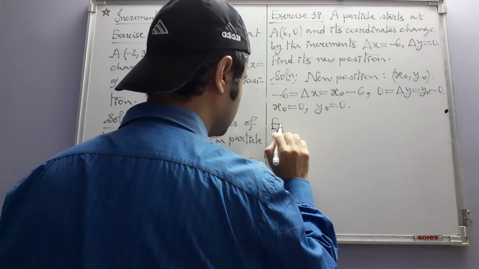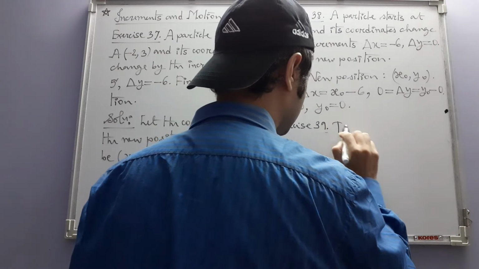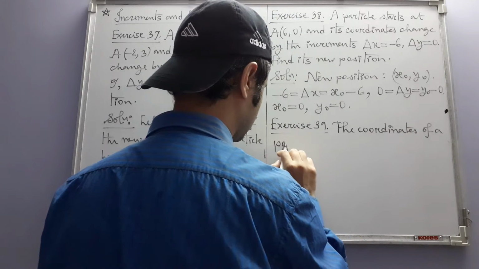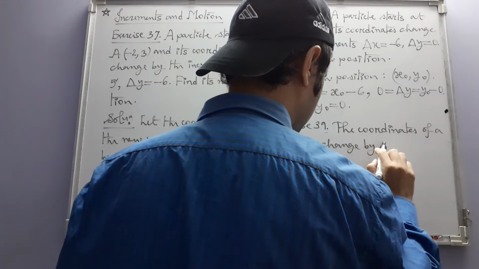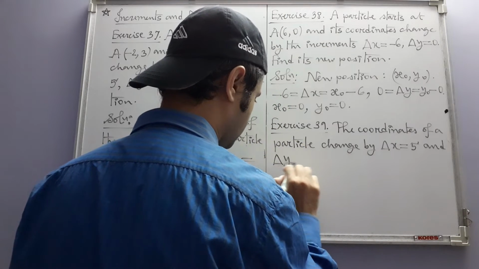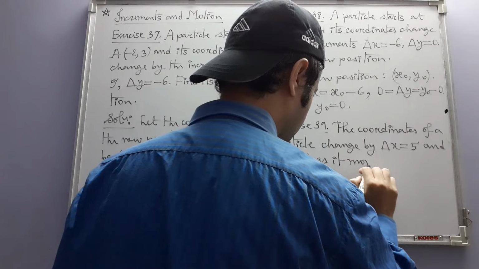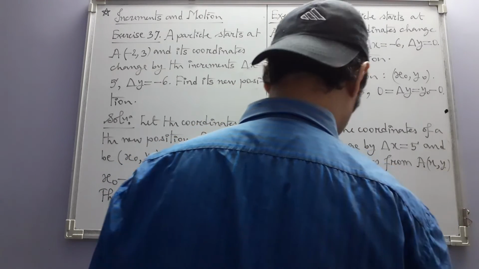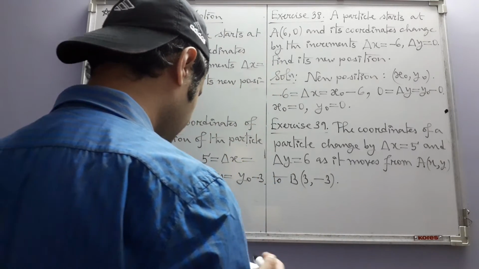Then 39. The coordinates of a particle change by delta x equal to 5 and delta y equal to 6 as it moves from this point A x comma y to B 3 comma minus 3. Find x and y.